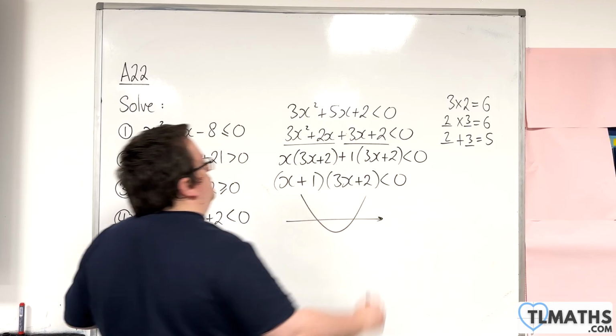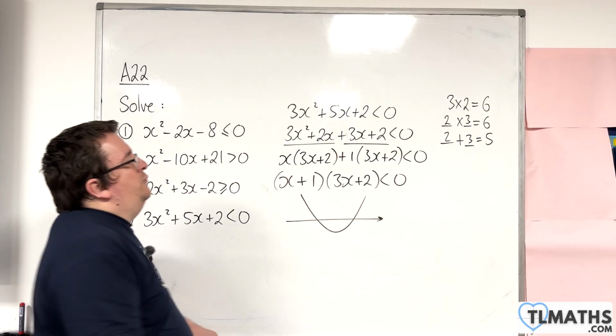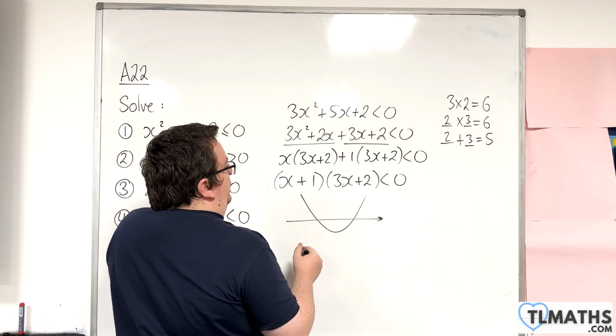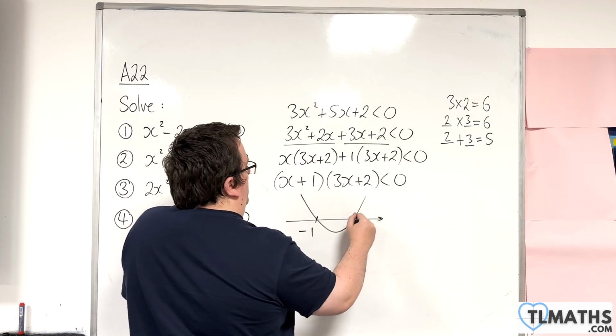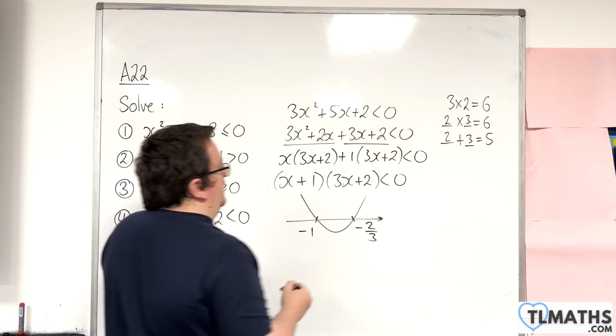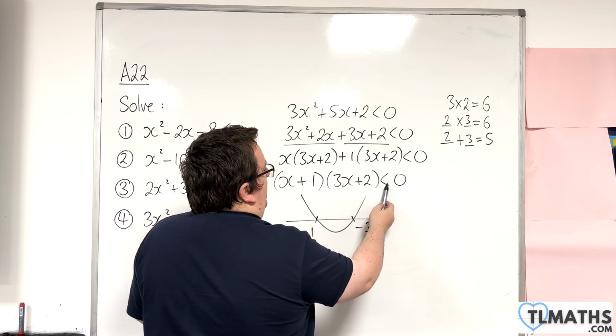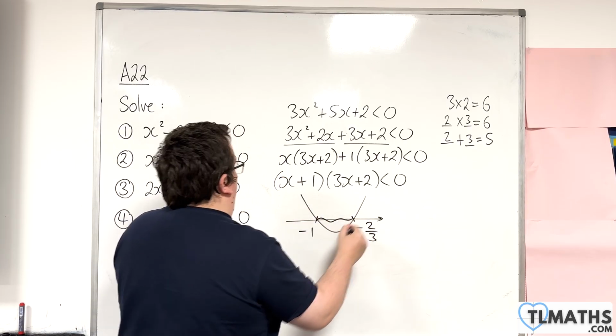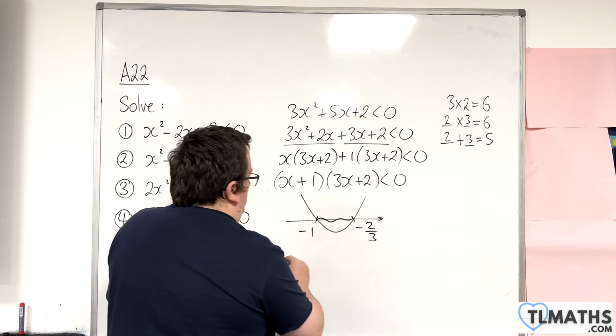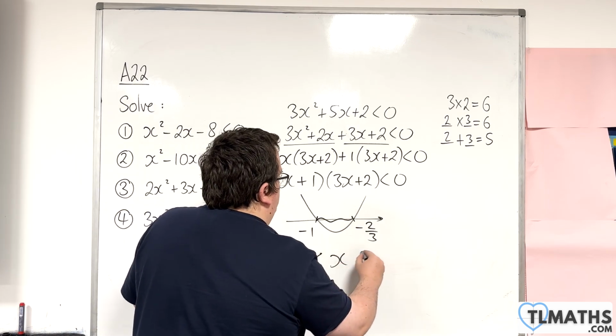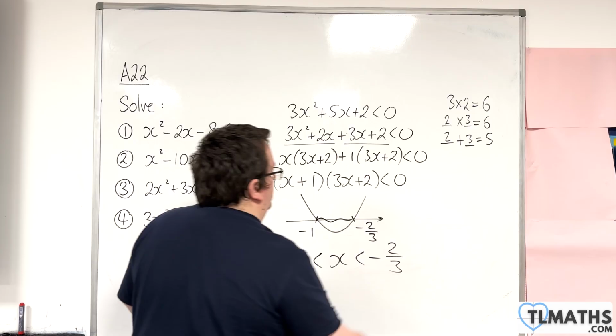This is a positive parabola. It's crossing through -1 and -2/3. Where is the parabola below the x-axis? It's below it there. So -1 is less than x is less than -2/3 is our answer.